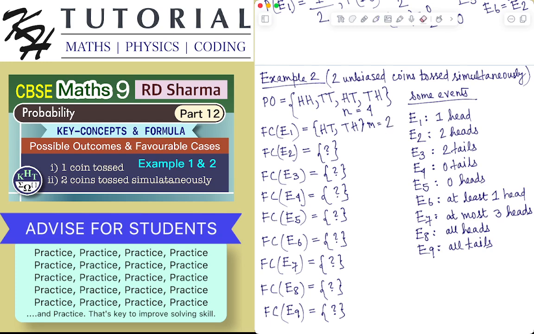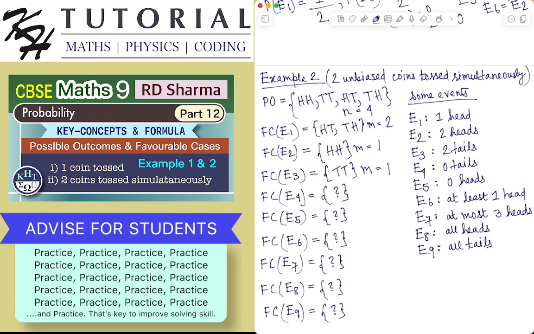Let's see event E2. Event E2 says two heads. So obviously among all the possible outcomes, which outcomes is satisfying the condition of the event E2? It is only head head. So for this event E2, small m is equal to 1. Let's see E3. E3 says two tails. Obviously the only outcome that satisfies the event E3 will be tail tail, and small m for this event E3 will be 1.